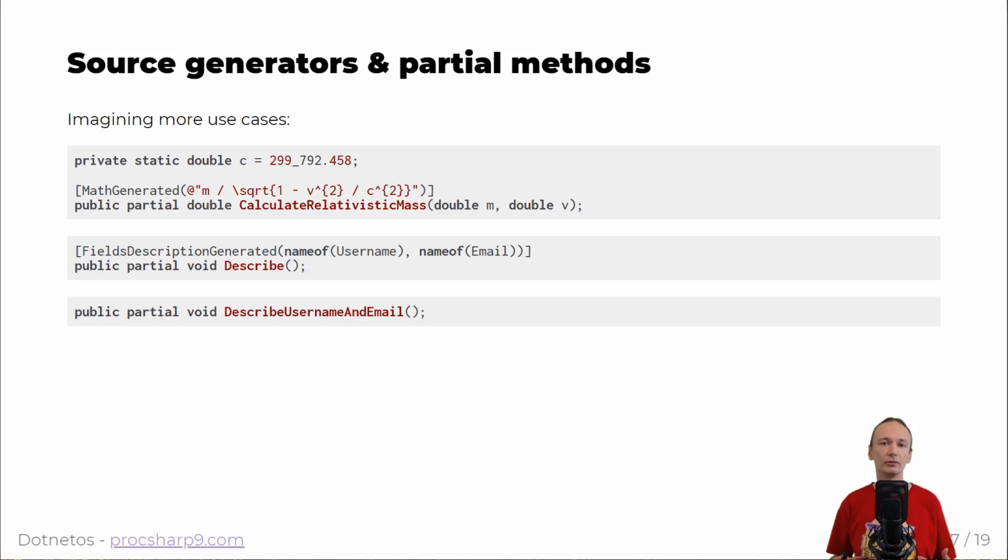So the sky is the limit when you are considering source generators, and partial methods are a very nice addition that just allows you to split declaration and implementation, so you can decorate your declaration, and by the declaration you specify what behavior you would like to have added to your type, and then this will be added by your source generator.